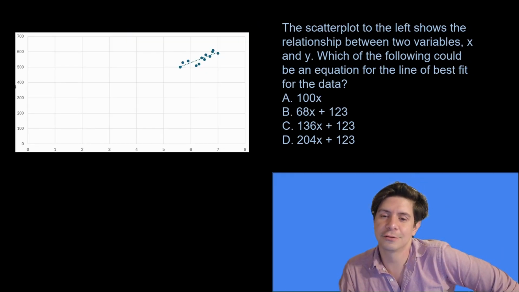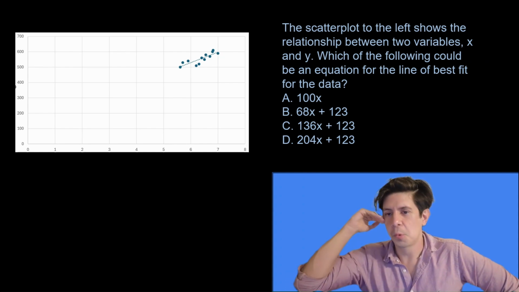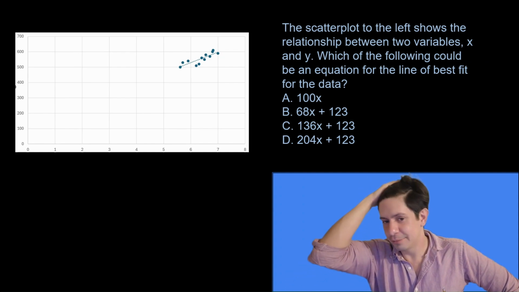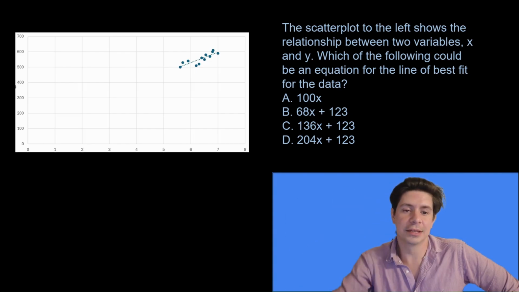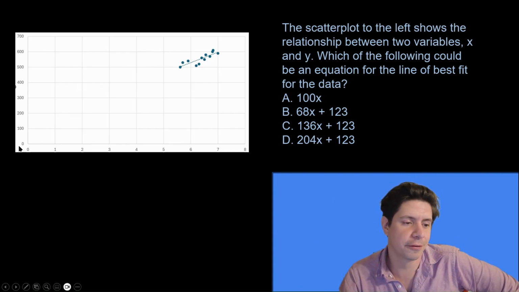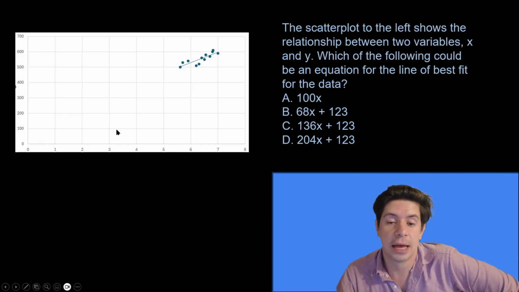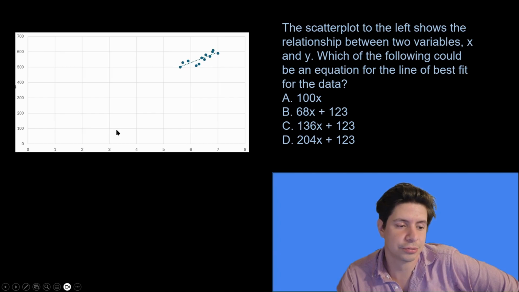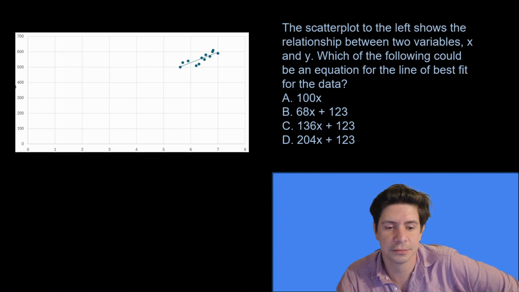The scatter plot to the left shows the relationship between two variables, x and y. Which of the following could be an equation for the line of best fit for the data? Okay, so we have this line of best fit. It's super far from this, but how do we do this? Interesting. You can just plug in and see what happens.